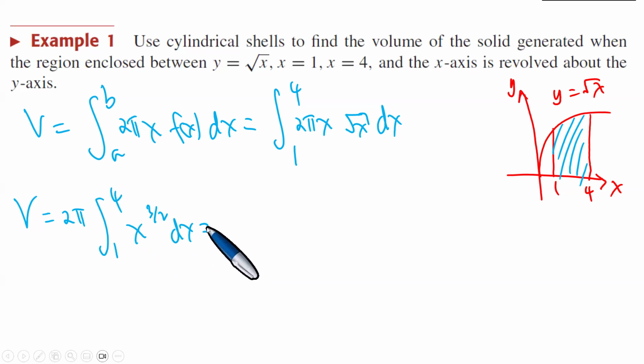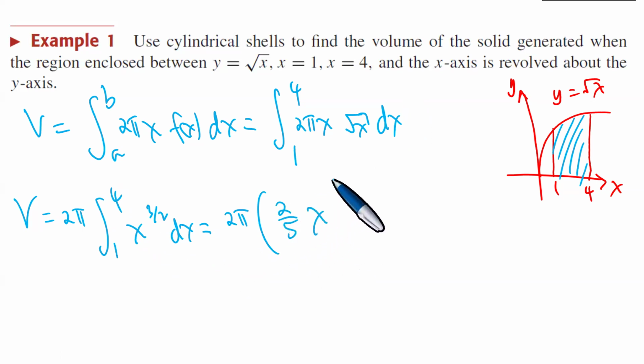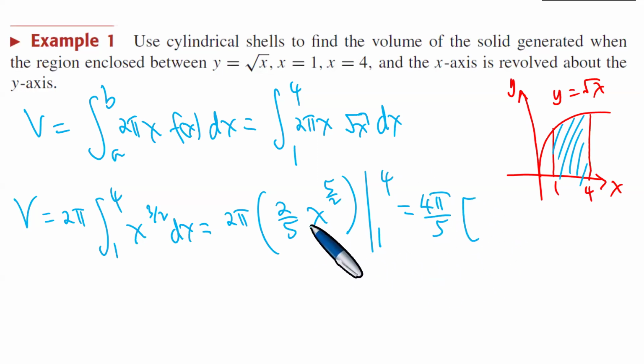Right, so which is 2 pi, the integral of, you add 1 here, which becomes exactly 5 over 2, x to the power 5 over 2, then the integral from 1 to 4. So now you multiply 2 by 2, which is a 4 pi, then you substitute the 4 here: 4 to the power 5 over 2, then substitute a 1.